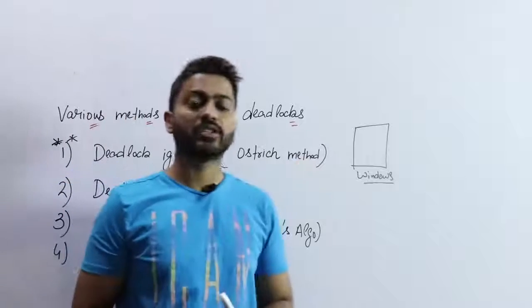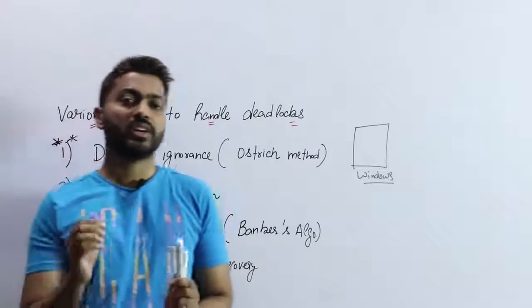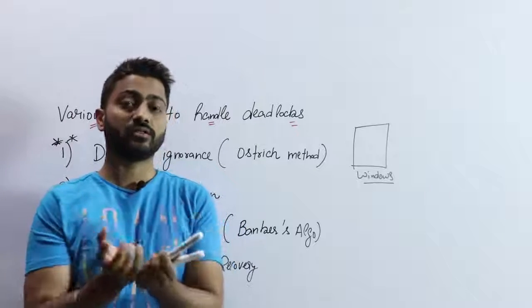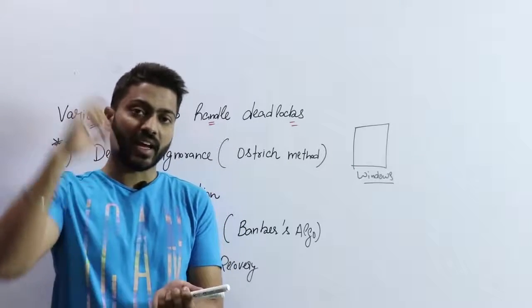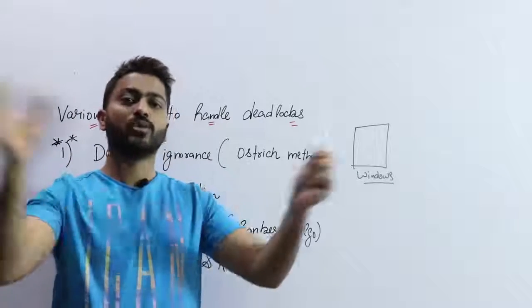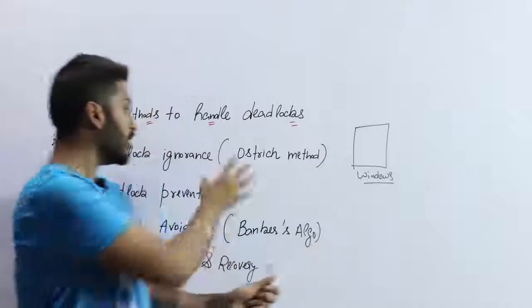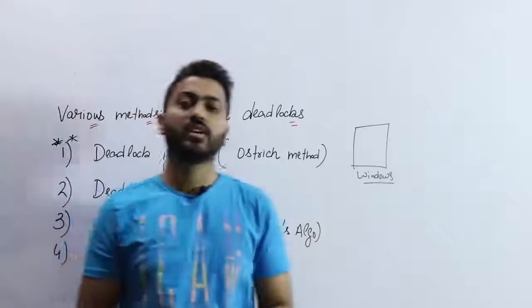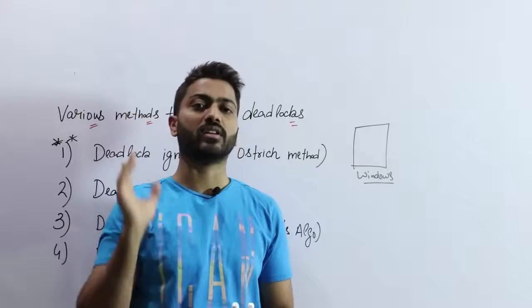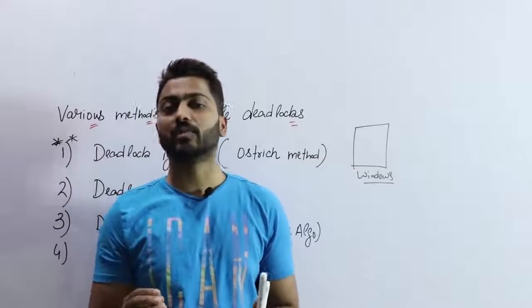And where does this method's name come from? That is the ostrich. Ostrich is a bird. Whenever there is a sandstorm, it just puts its neck into the sand, simply saying that there is no sandstorm. It is trying to ignore the sandstorm. Same as what we are doing in deadlock ignorance: whenever a deadlock situation occurs, we are simply ignoring it. That is the simple concept.